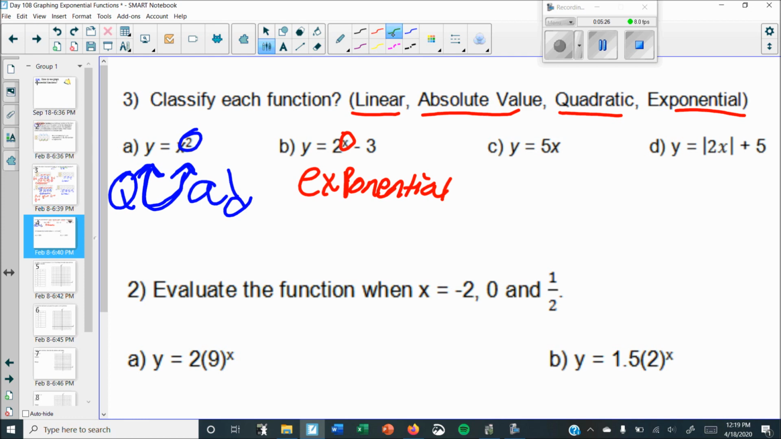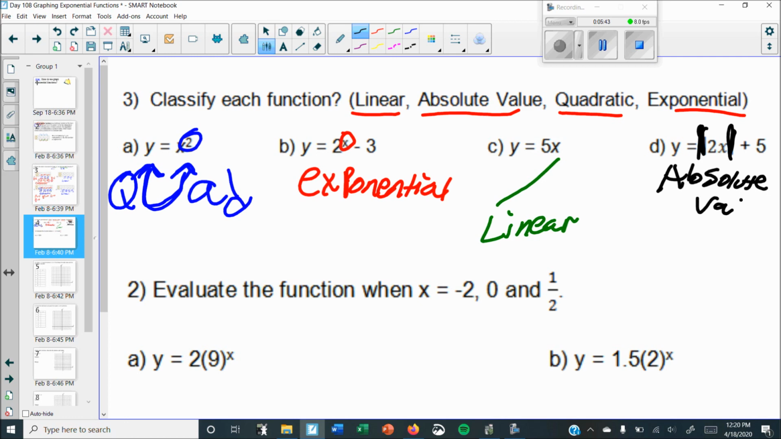The next one, if you graph this one, y equals, if you graph it, it's a line. It's linear. And I know this one's going to be a tough one, guys. If you see the absolute value bars, guess what that is? Absolute value. I know that one was tough.